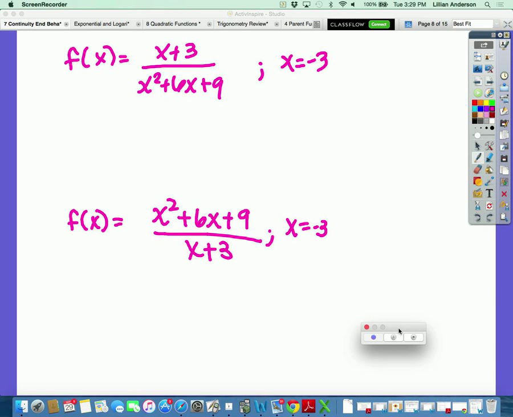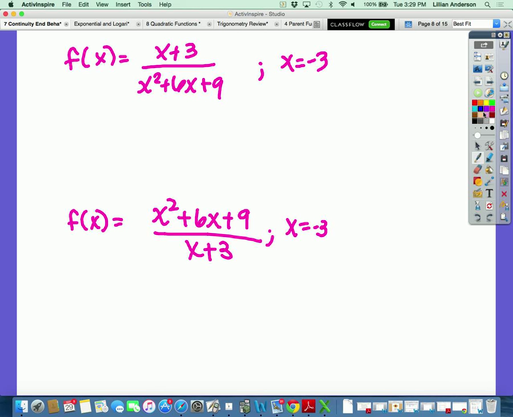Hey guys, so this video is basically just taking more examples and then using the continuity test to try to figure out if functions are continuous or not. Okay, so we're going to take a look at these two examples here. We have f of x equals (x plus 3) over (x squared plus 6x plus 9). And we're trying to figure out if it's continuous if x is negative 3.